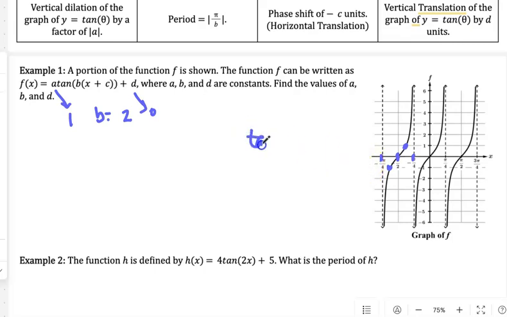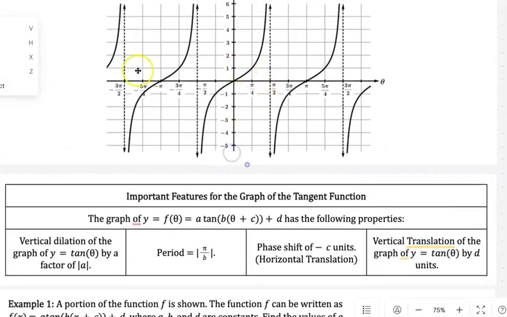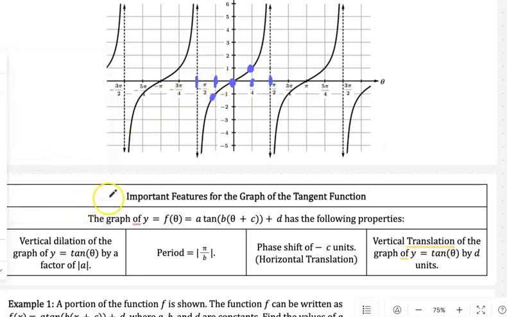Let me just go back to this. We know that tangent of pi over 4 equals 1. So on a standard tangent function, and I'm going to pull up the tangent function we had above, pi over 4 maps to 1. Notice that pi over 4 is halfway in between the place where tangent crosses the x-axis and each asymptote. So I know that I have a vertical dilation if, for example, this value was pulled down further or pushed up further.